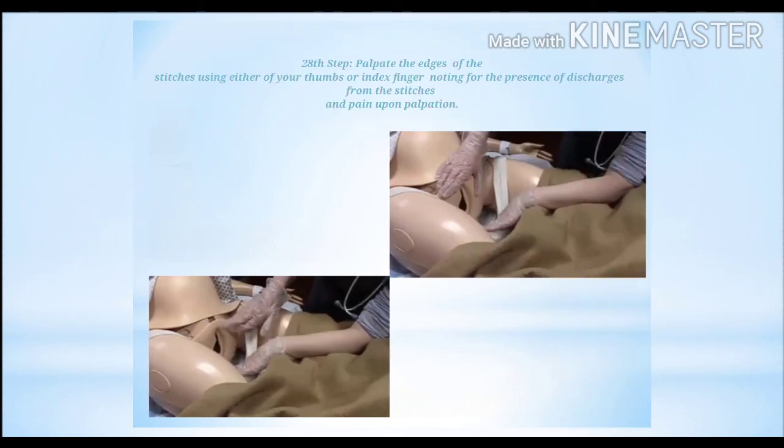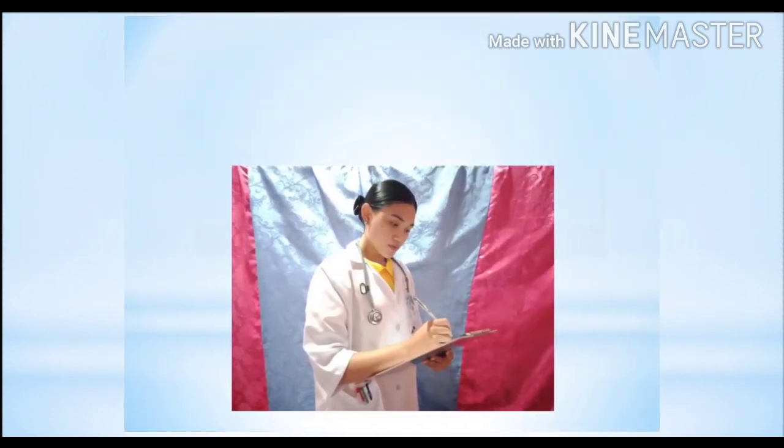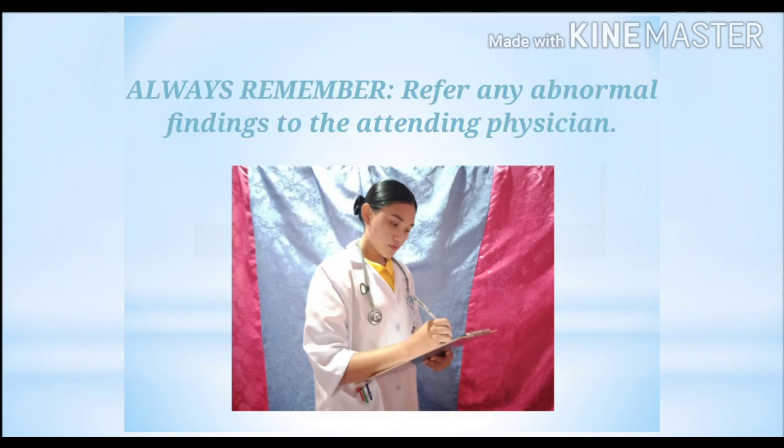And for the 28th step, palpate the edges of the stitches using either your thumb or index finger, noting for the presence of discharges from the stitches and pain upon palpation. For the 29th step, dispose or arrange used materials properly, do handwashing. In the 30th step, record all the data in the client's chart. Always remember to refer any abnormal findings to the attending physician.